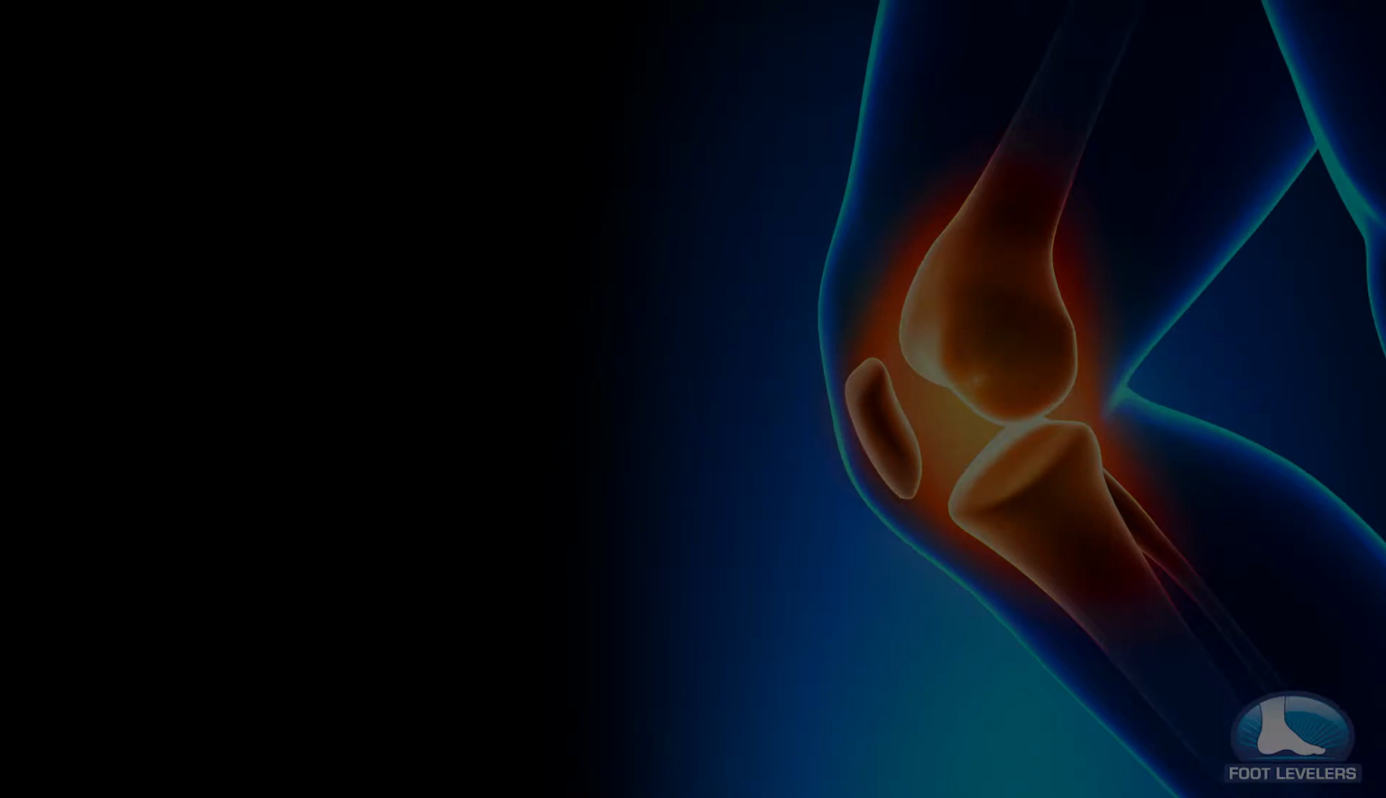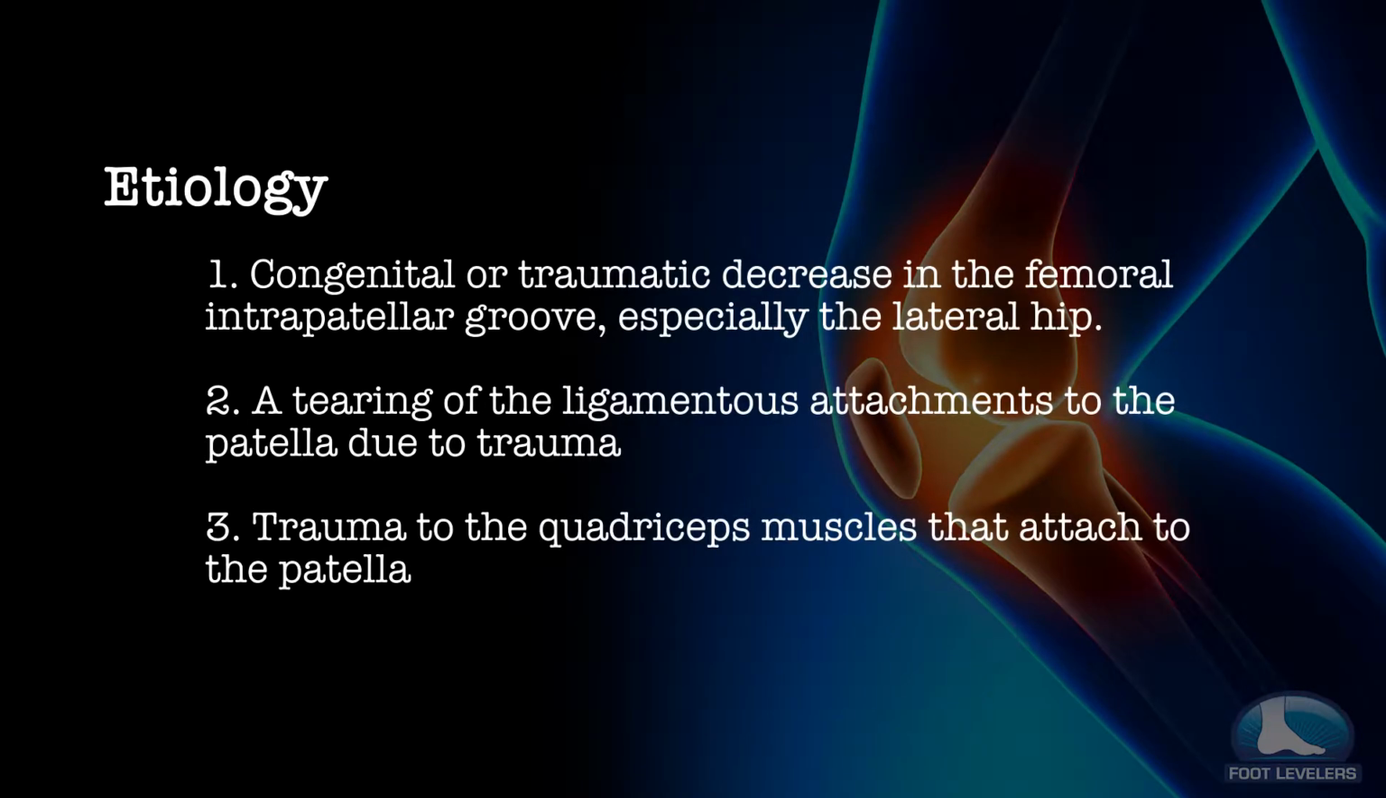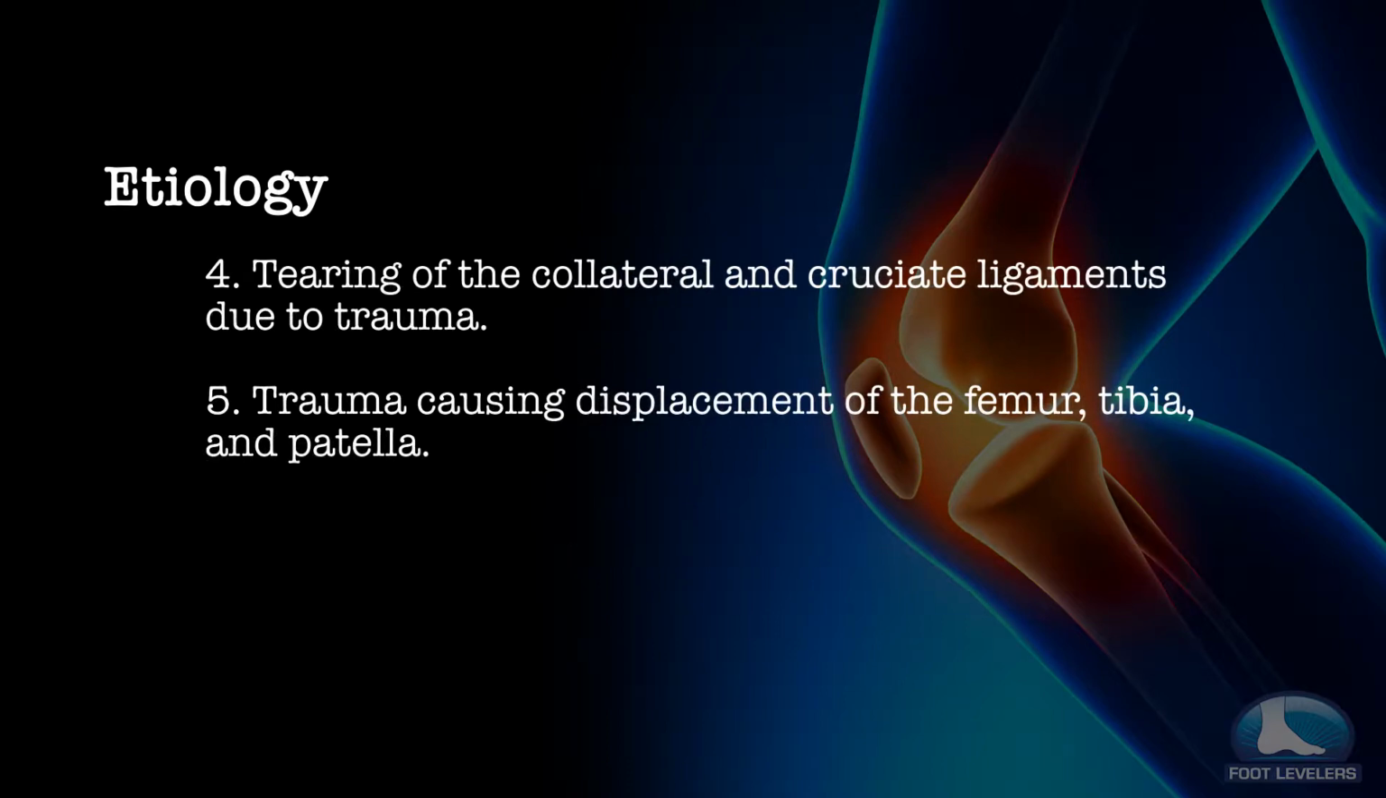How does it happen? Well, it can happen by congenital or traumatic decrease in the femoral interpatellar groove, especially in the lateral hip. Also, a tearing of ligamentous attachments to the patella due to trauma can cause this. Trauma to the quadricep muscles that attach to the patella, particularly the vastus lateralis, in dystonia can also occur. Tearing of the collateral and cruciate ligaments due to trauma. And lastly, trauma causing displacement of the femur, tibia, and patella.